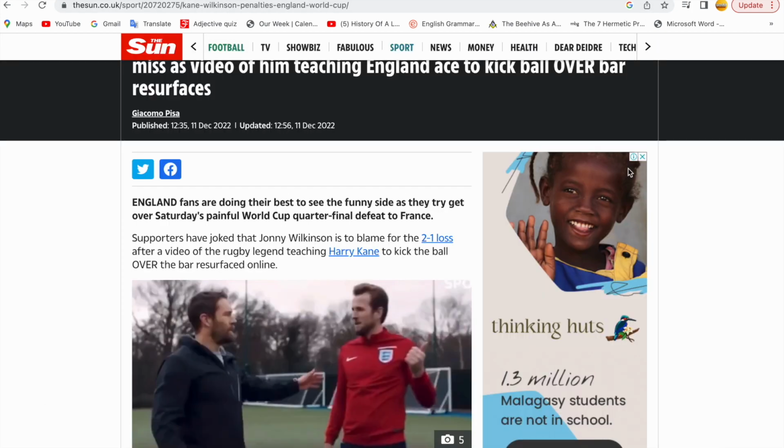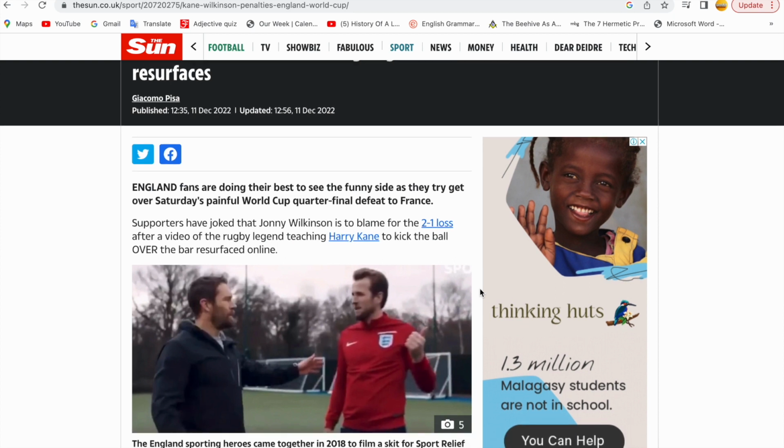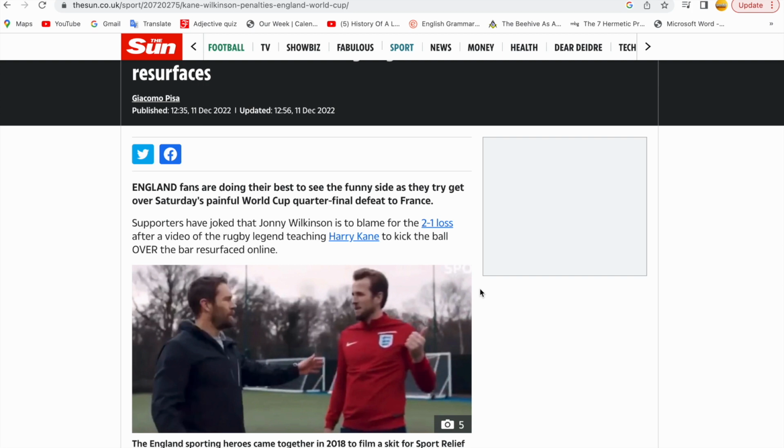Let's look more at this article. England fans are doing their best to see the funny side as they try to get over Saturday's painful World Cup quarter-final defeat to France. What's funny about being mocked by Satanists? What's funny about that? Supporters have joked that Johnny Wilkinson is to blame for the 2-1 loss after a clip of the legend teaching Harry Kane to kick the ball over the bar resurfaced online.